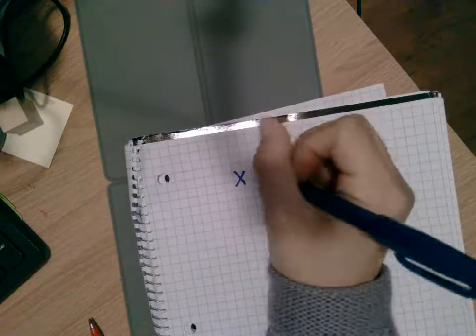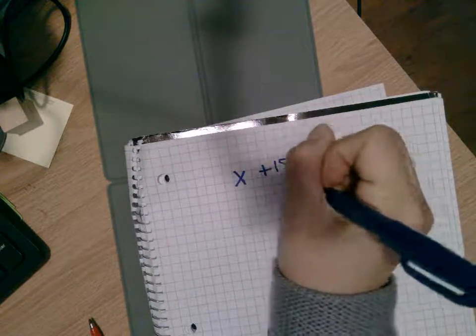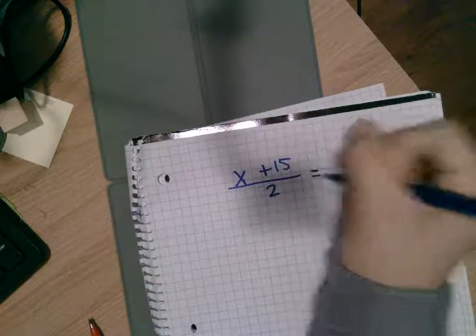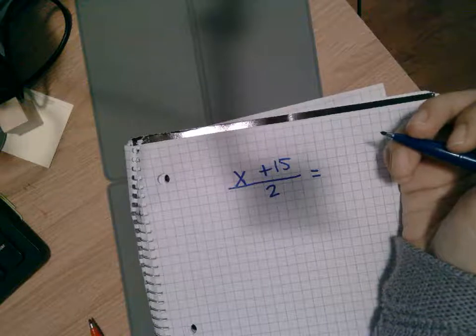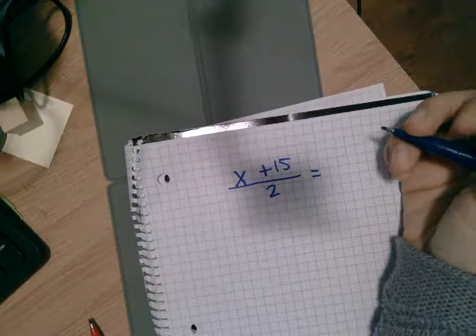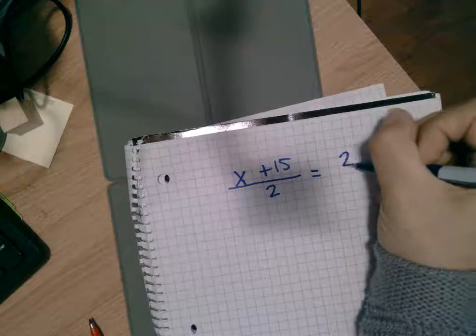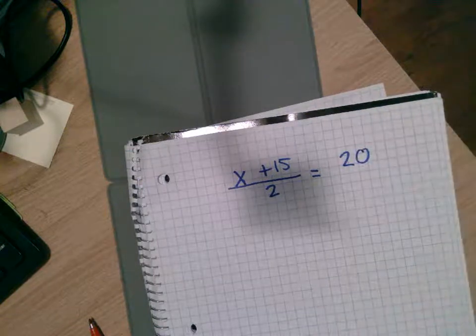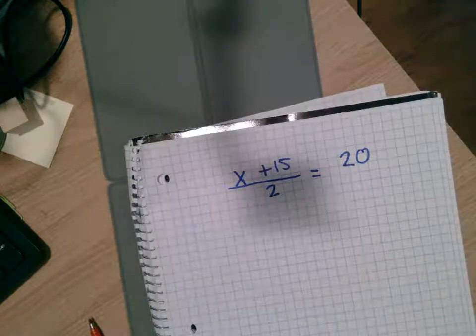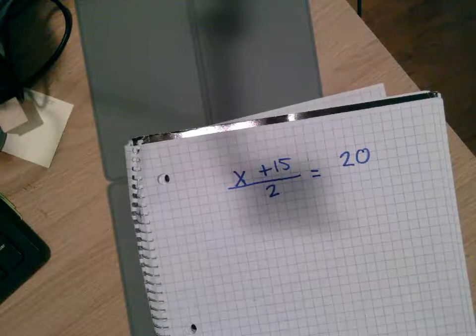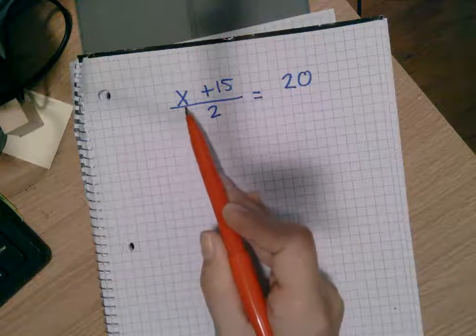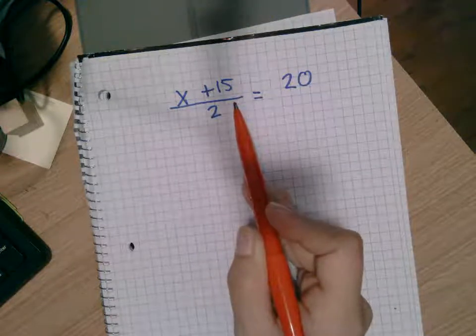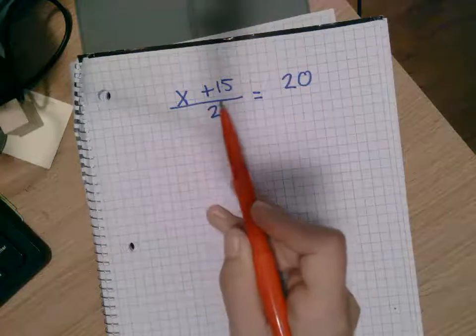What if I give you x plus 15 divided by 2 is equal to, let's do 20. Now, this looks a little different, right? I'm not sure if I've shown you this before. Do you see how this division line is through everything? It's like one big fraction.